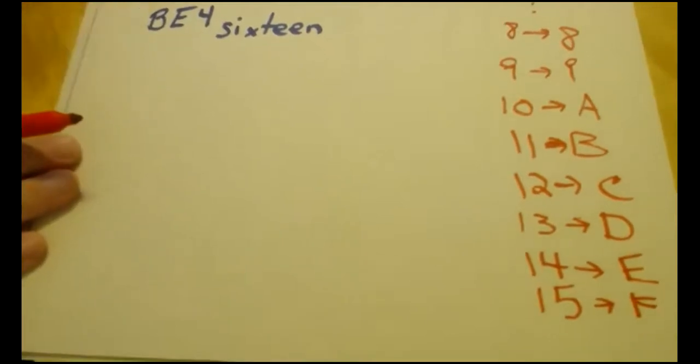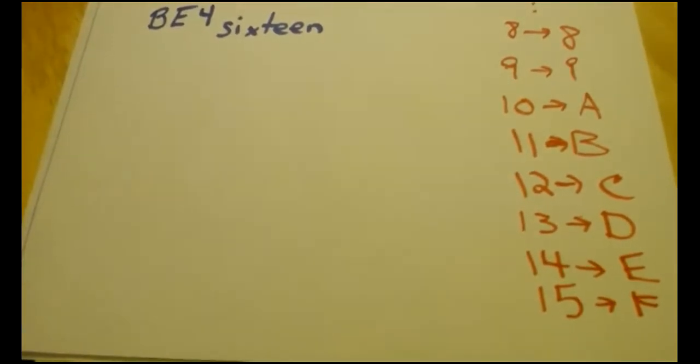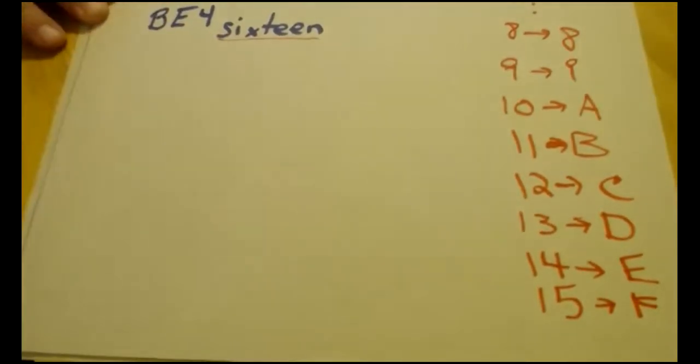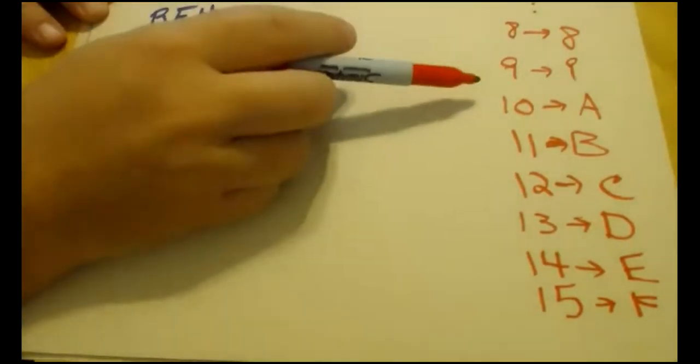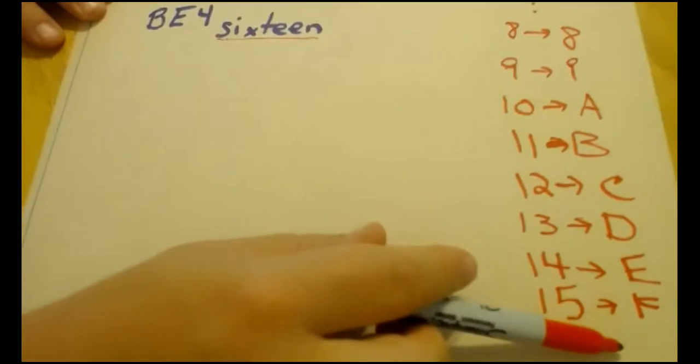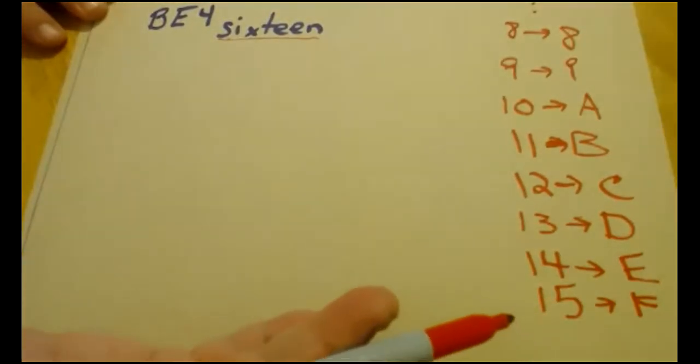These are all the digits. How many digits do you assume there will be in base 16? There will be 16 digits, and the digits are 0 through 9, and then A, B, C, D, E, and F, and that's a total of 16 symbols that can be used.